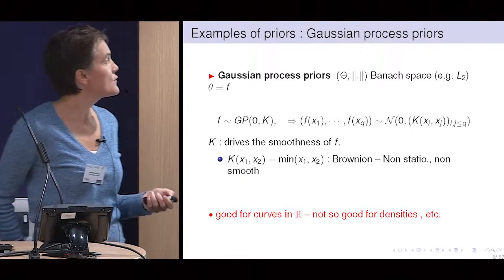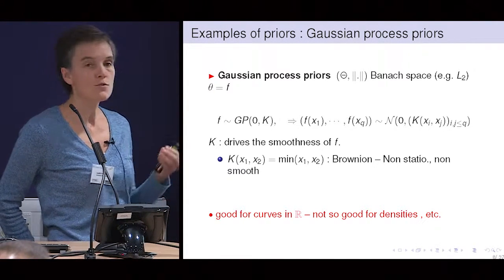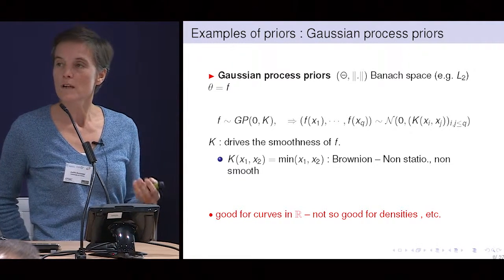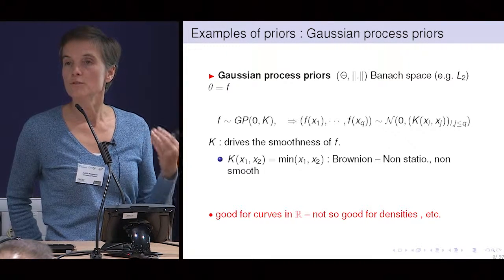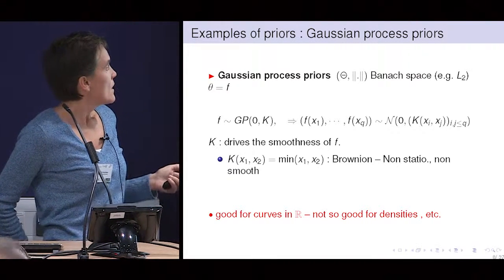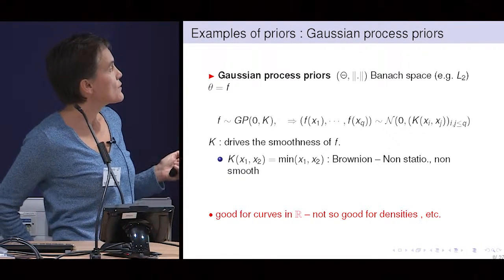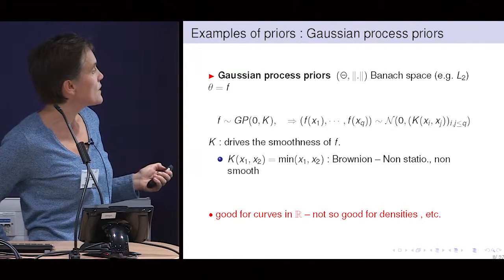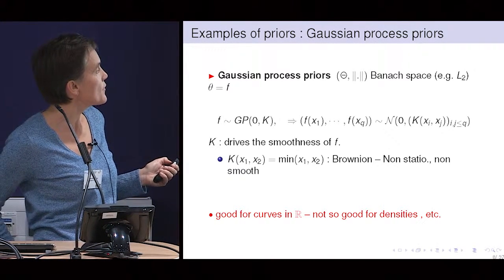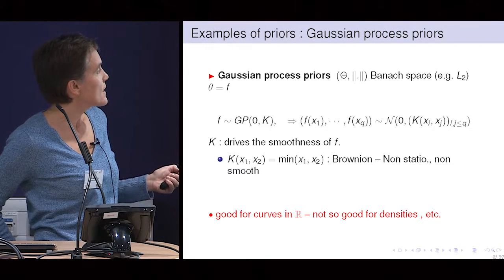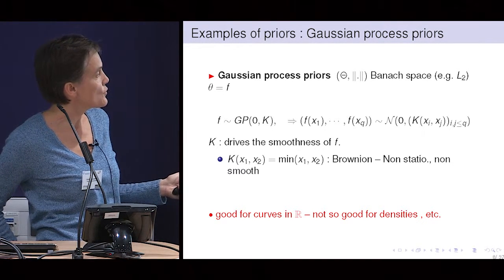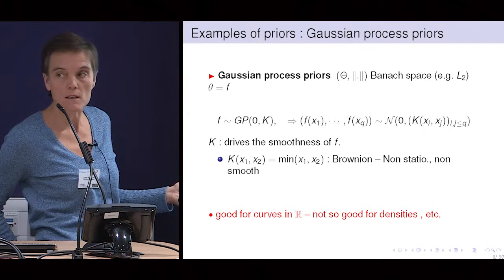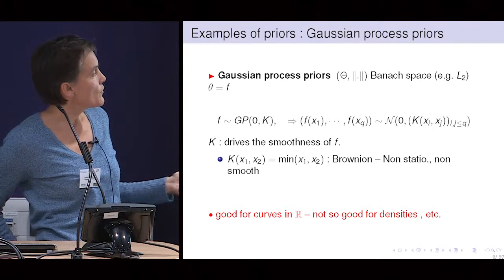I'm going to talk about Gaussian processes, just to give you an idea of the different behavior you get if you put a certain type of prior. What's a Gaussian process prior? It means that you're modeling your function f as a Gaussian process. In other words, for any finite evaluations of the function, so you look at f of x1 to f of xq, this is a vector in this case.